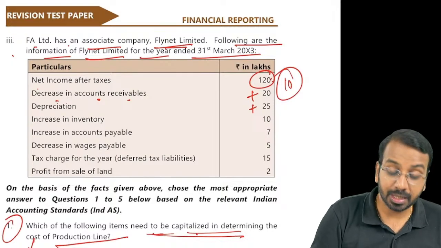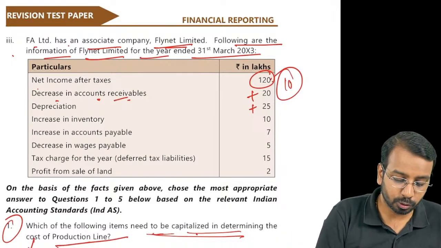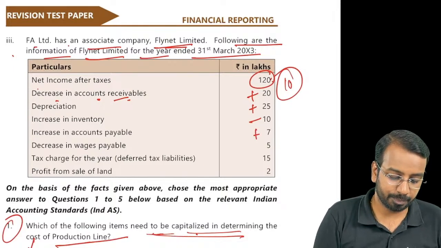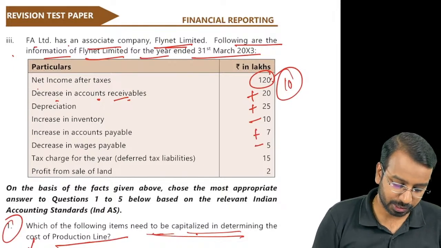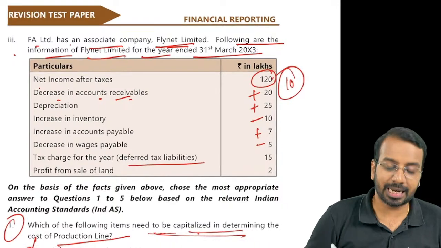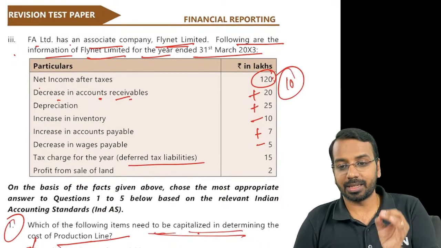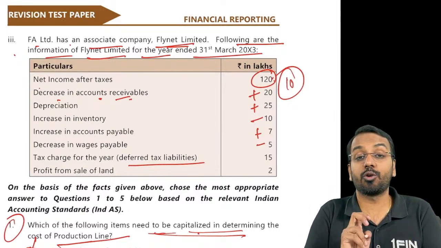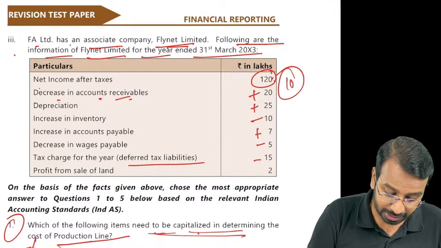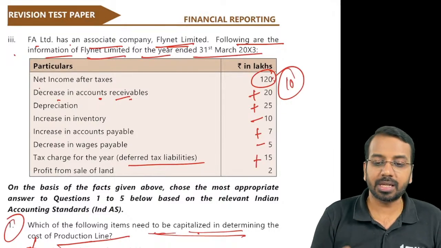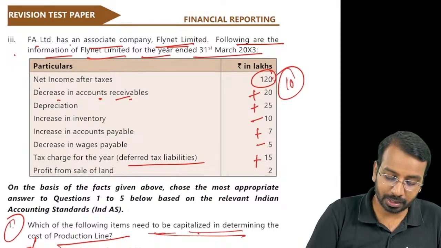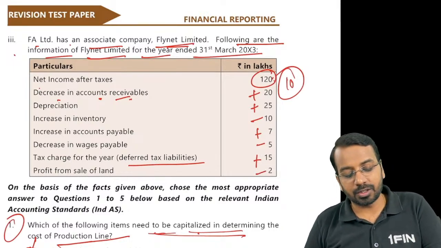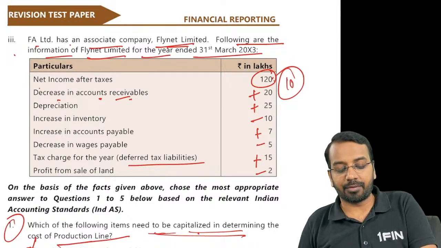Increase in inventory is the opposite, so you will subtract this. Increase in accounts payable, you will add this back. Decrease in accounts payable, you will reduce this. Tax charge for the year, deferred tax liability. Now deferred tax liability, please understand, is a non-cash item, because for deferred taxes you don't actually pay any tax. So this is a non-cash item, you will add back. Profit from sale of land belongs to some other item, so you will subtract it. So no need to prepare a statement.